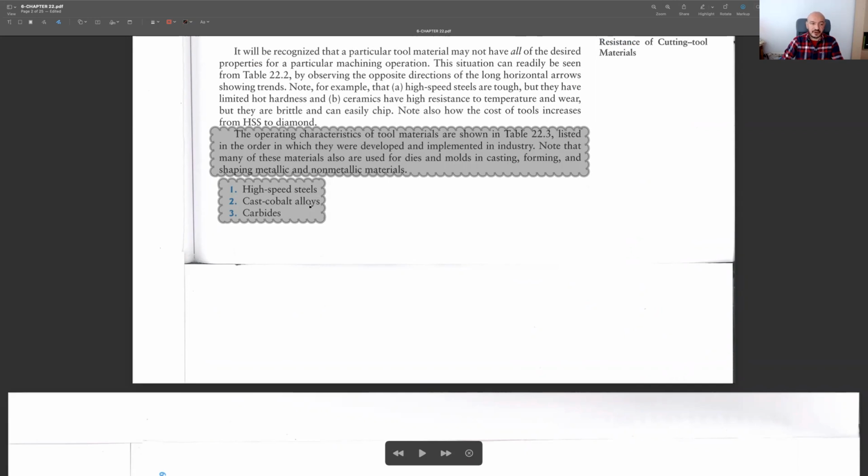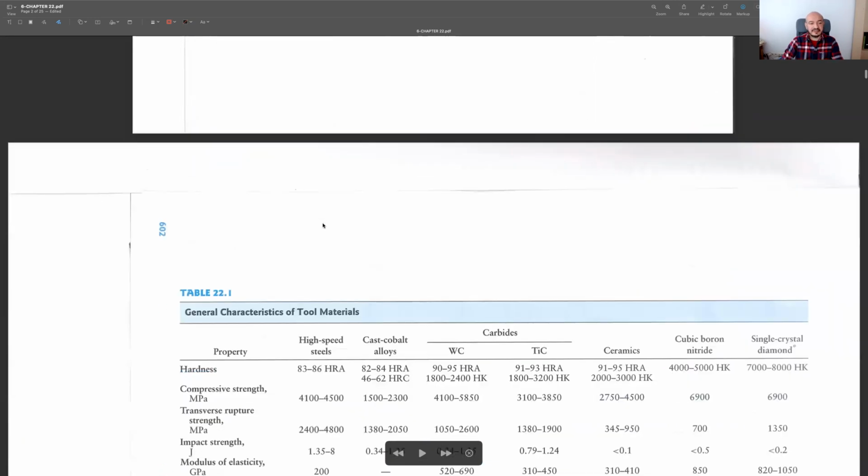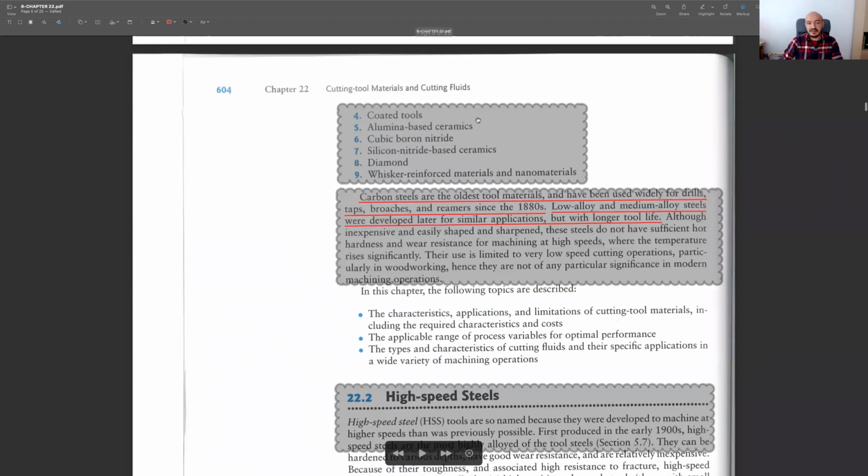Then we have cast cobalt alloys, some carbides, coated carbides, some specific coated tools, then ceramics, cubic boron nitride. This is an artificial material. Then we have ceramics again, but this time specific coated ceramics. Then the diamond we have is the hardest material we know in nature. And lastly, we have whisker reinforced materials and nanomaterials. These are topics we are going to discuss.